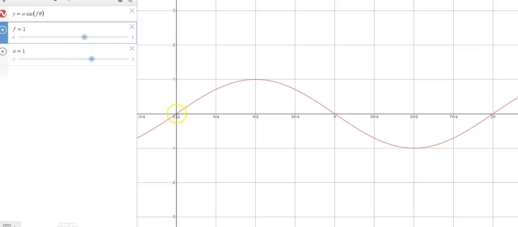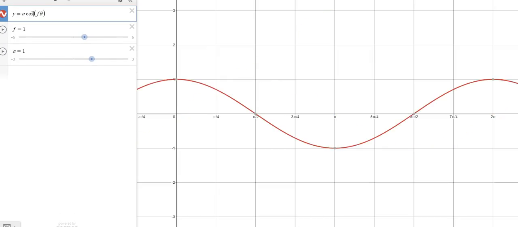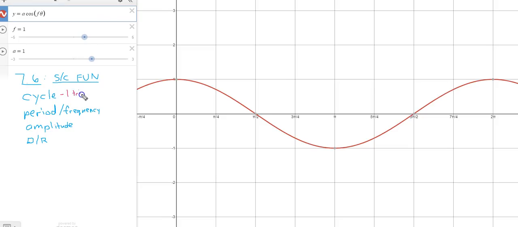You see, from here to here, 0 to 2 pi, here's one cycle of sine. Whereas if it's cosine, we start at the top, we go down to the bottom, we finish at the top. So a cycle is basically one trip around the circle. That's what a cycle is.